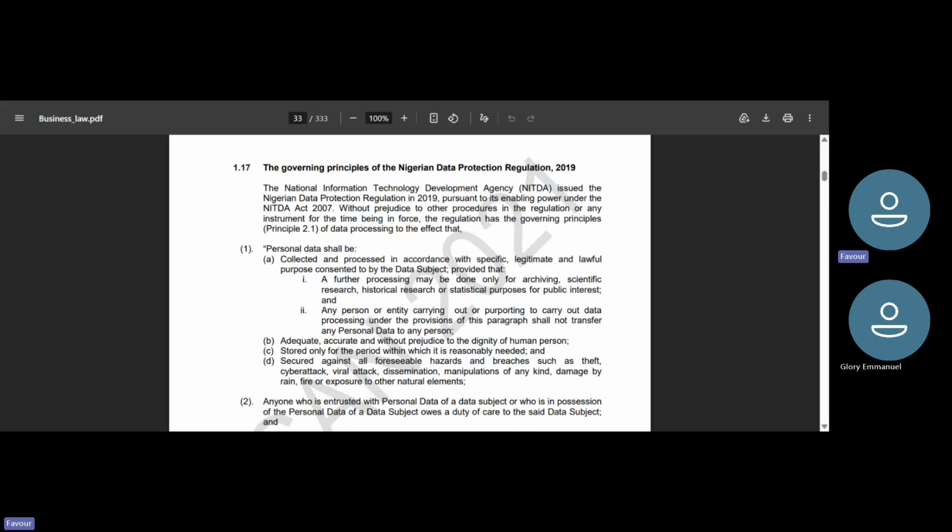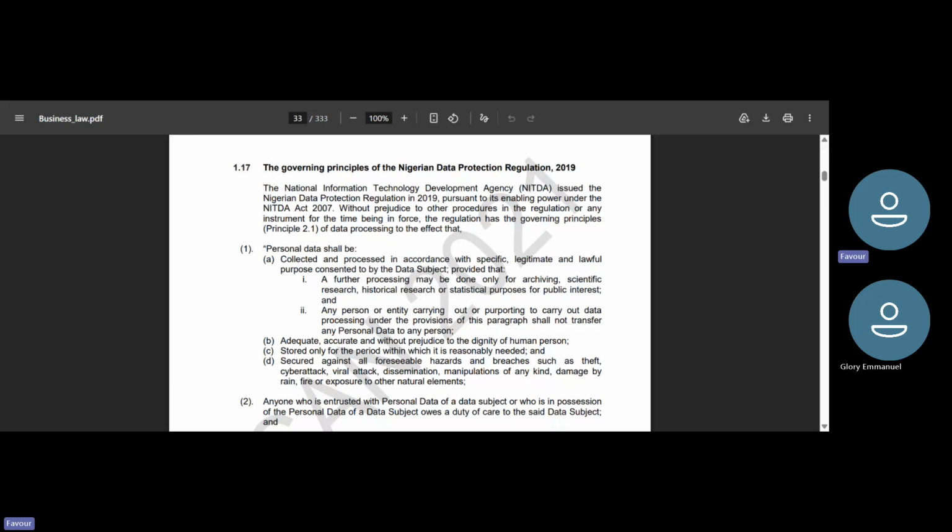Number one is that personal data shall be collected and processed in accordance with specific, legitimate, and lawful purpose consented to by the data subject. That's why most times you see that there's terms and conditions, data protection, something. When you are trying to log into a particular site, you'll now see something like, okay, I consent with the terms and conditions and privacy laws and all that, right?